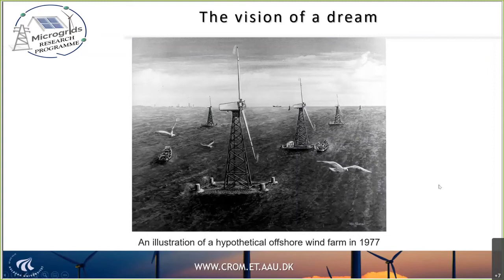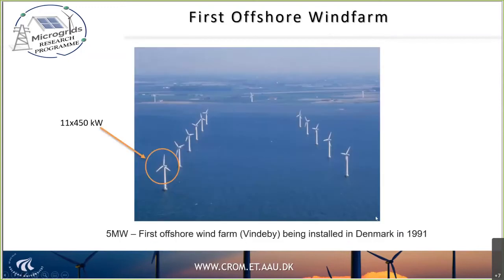We have to think that many things are like this. Reality is something that we create from inside out. Yeah. So you can see that the first one was in 1991. So almost more than 15 years after, the first one came in Denmark. This was in Vindeby, which is close to Copenhagen. And you can see those wind turbines. This is the first offshore wind farm in the world, by the way.